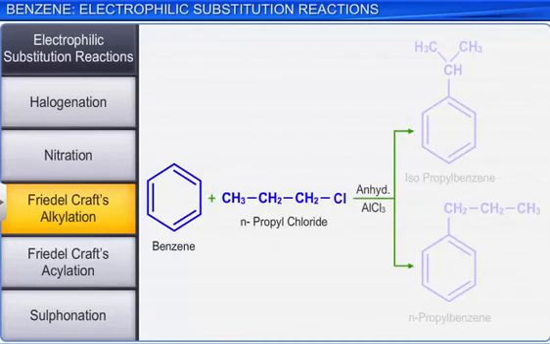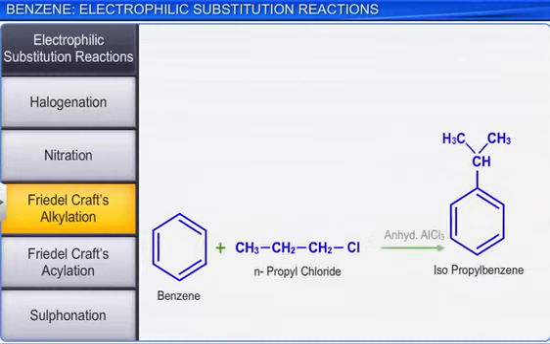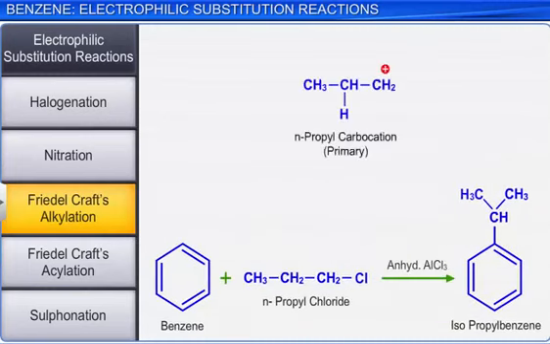This is due to the fact that the less stable primary carbocation formed in this step rearranges to a more stable secondary carbocation. Hence, isopropyl benzene is the result.